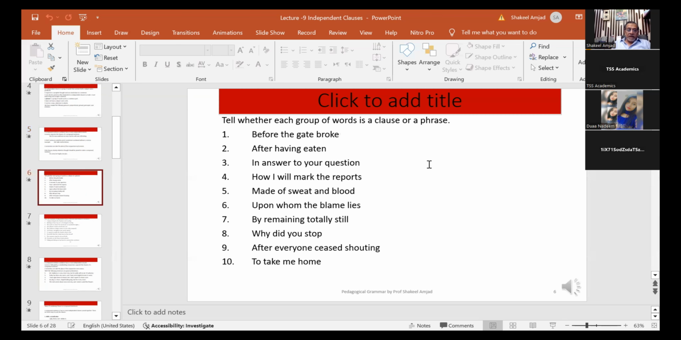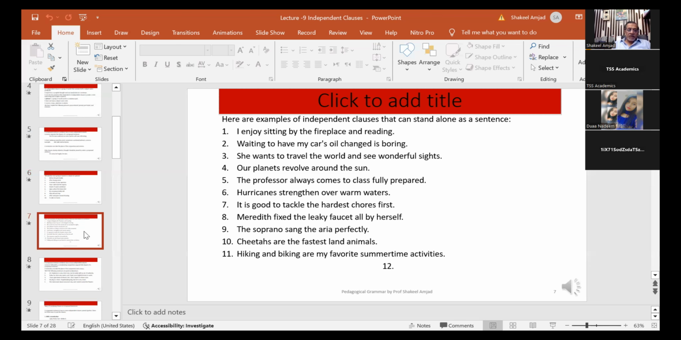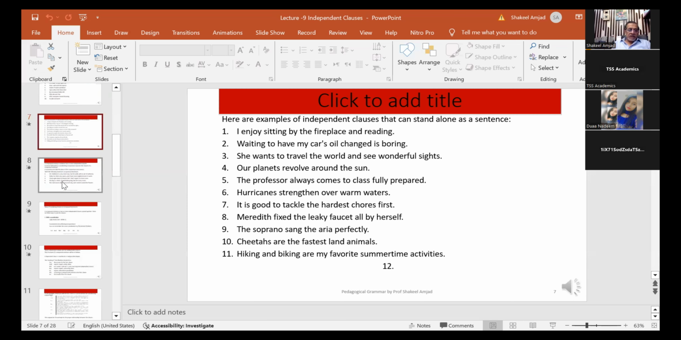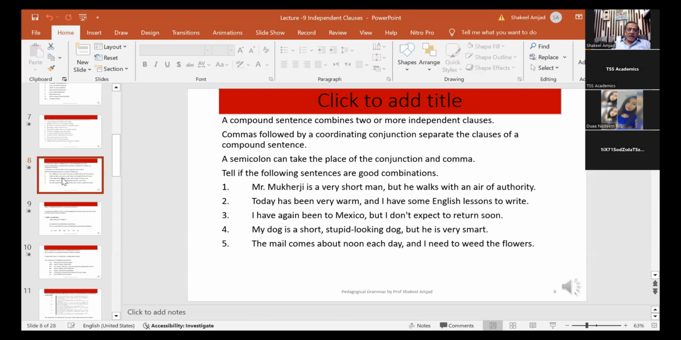उसके बाद ये है whether each group is a clause or a phrase. Before the gate broke. क्या before coordinating subordinating conjunction the gate broke. So ये clause है. After having eaten, ये phrase है. In answer to your question, ये phrase है. So इसमें आप और भी कर सकते हैं. इसमें और भी ये एक्सरसाइज कर सकते हैं. जितना आप करेंगे उतना ज्यादा आपको समय लगेगा.